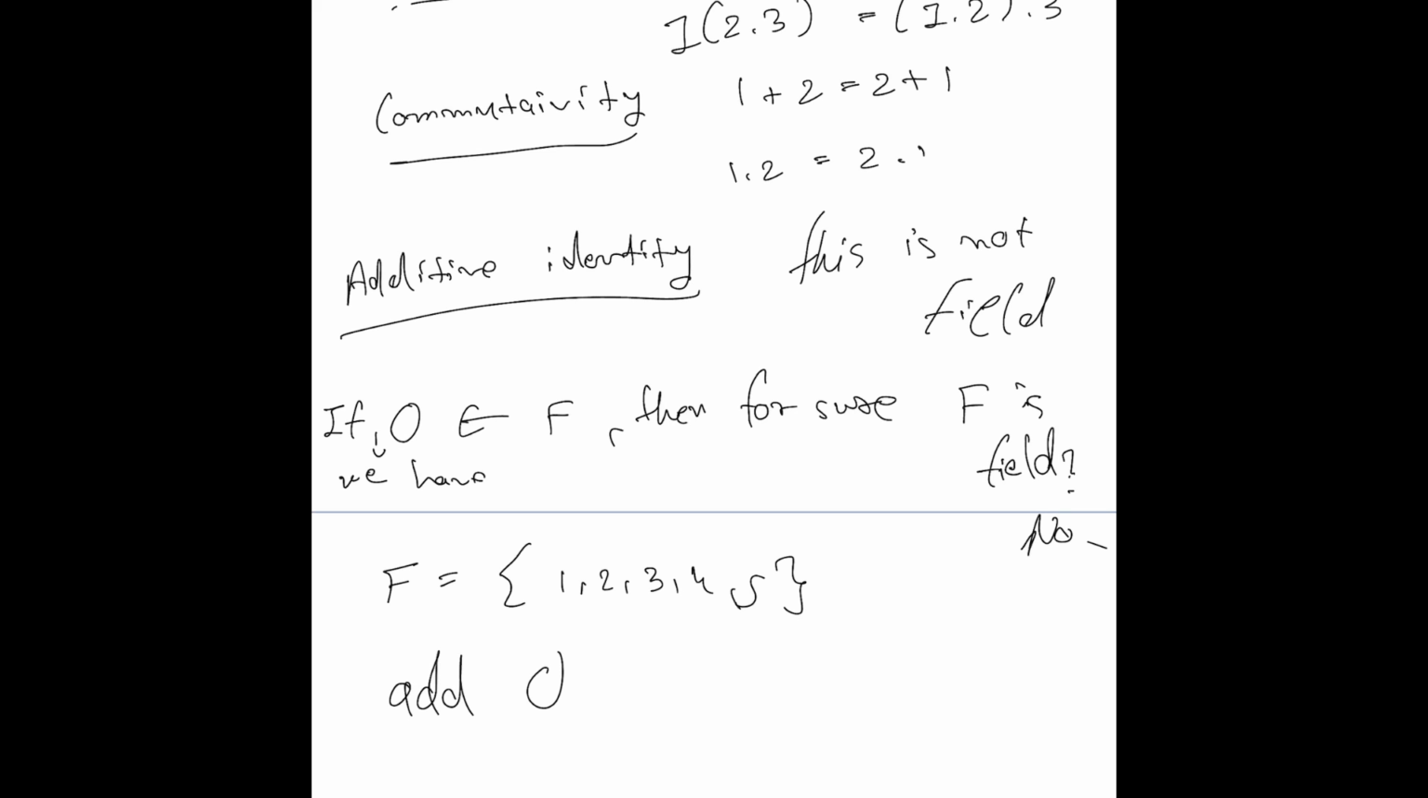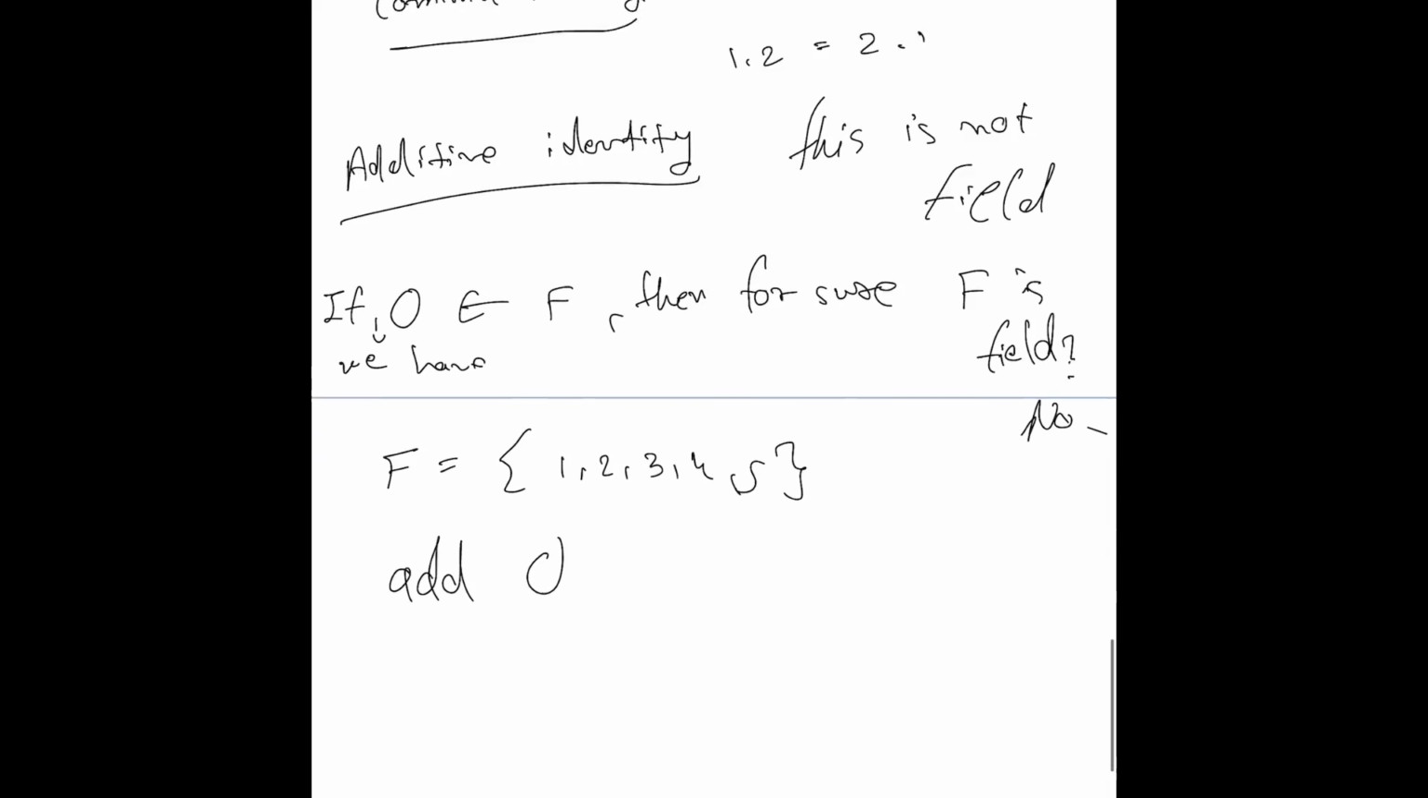Now we go to the additive inverse. So in F we have to add minus 1, minus 2, minus 3, minus 4, minus 5. We have to add all of these too for the additive inverse. For the multiplicative inverse we have to add 1 by 1, so 1 is good. Add 1 by 2, 1 by 3, 1 by 4 and 1 by 5. For distributivity, it's good.